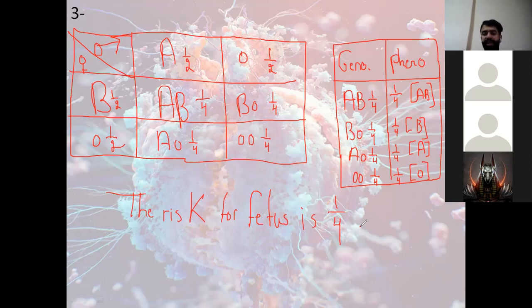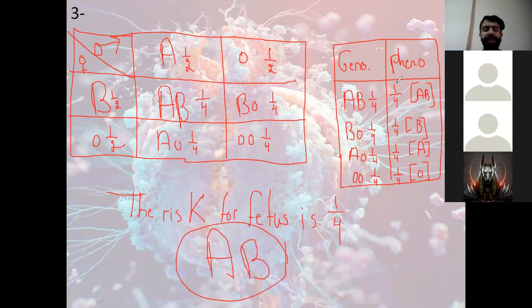So here we determined the risk for the fetus to have blood group AB, which is 1 over 4, and we determined it using the proportion. Some of you may use the percentage if the question doesn't force you to use either percentage or proportion. So instead of 1 over 4, it can be 25%. This is related to the risk of the fetus to be of blood group AB.